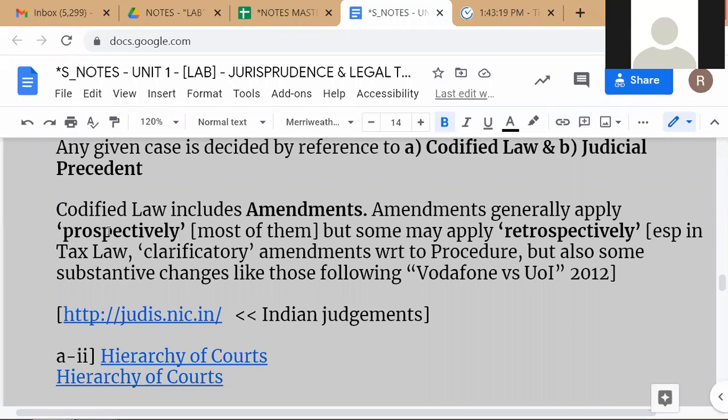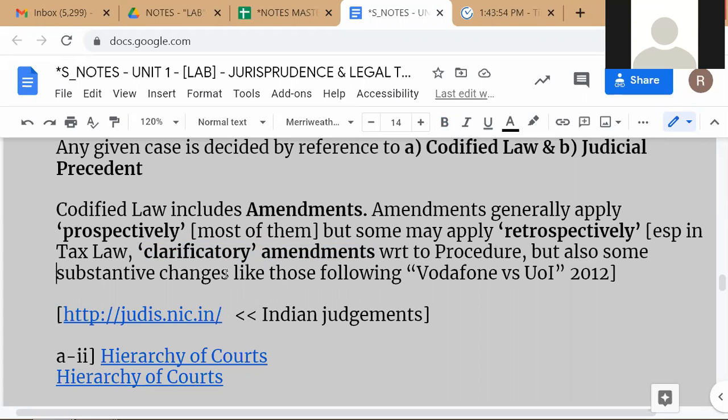It basically comes from the word prospect, which is something you see in front of you, the Old English use of prospect. And then you have retrospect, which is basically looking backward. There are many amendments, especially procedural types, like clarificatory amendments. If there is a clarificatory amendment, we normally say that it will apply retrospectively, but sometimes even other types of amendments will apply retrospectively, also some substantive changes.